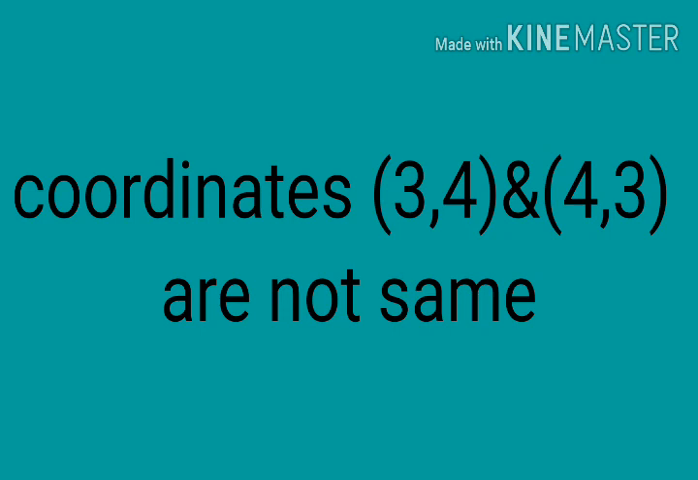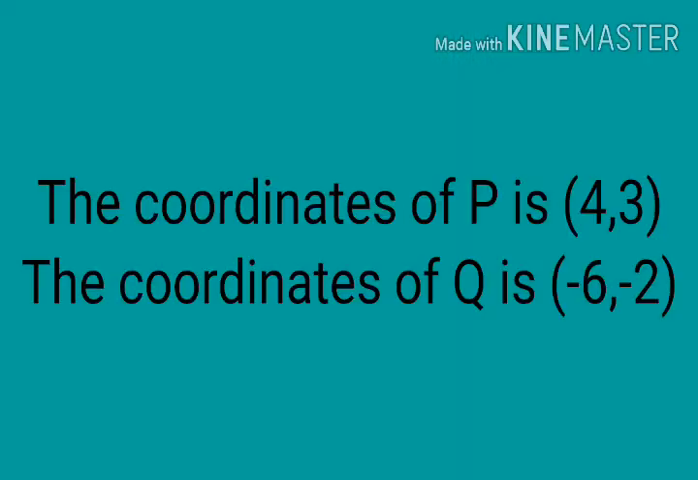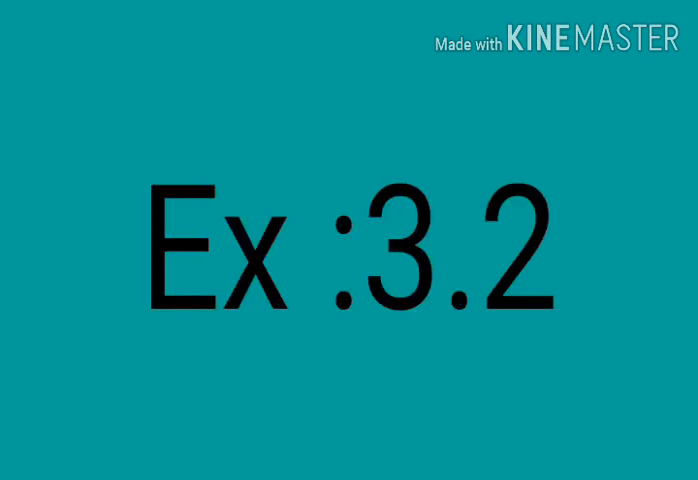Okay. Then from this figure, can we write the coordinates of the points P and Q? What are the coordinates of the point P? X value 4, y value 3. So its coordinates are 4, 3. Then what about Q? What are the coordinates of the point Q? X value is negative 6, y value is negative 2. So negative 6, negative 2. Okay. So that's all. Then we can discuss the exercise question, exercise 3.2.